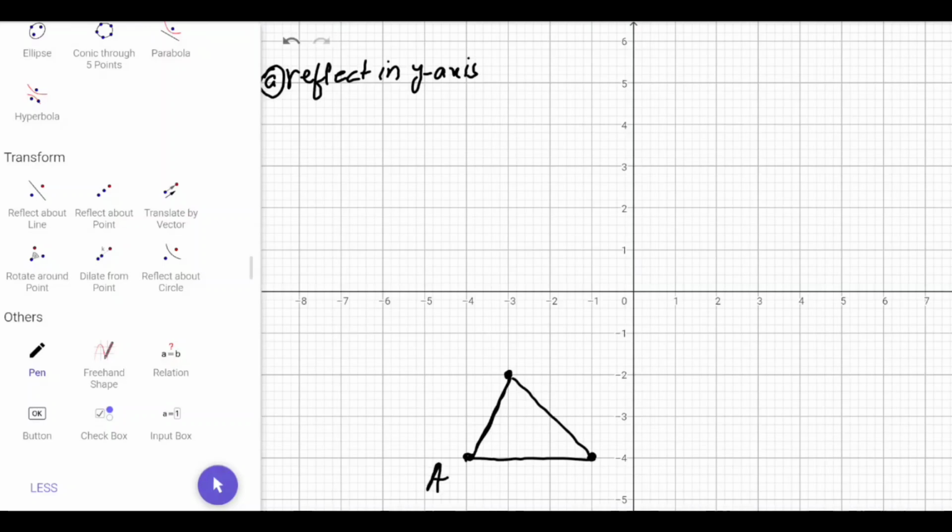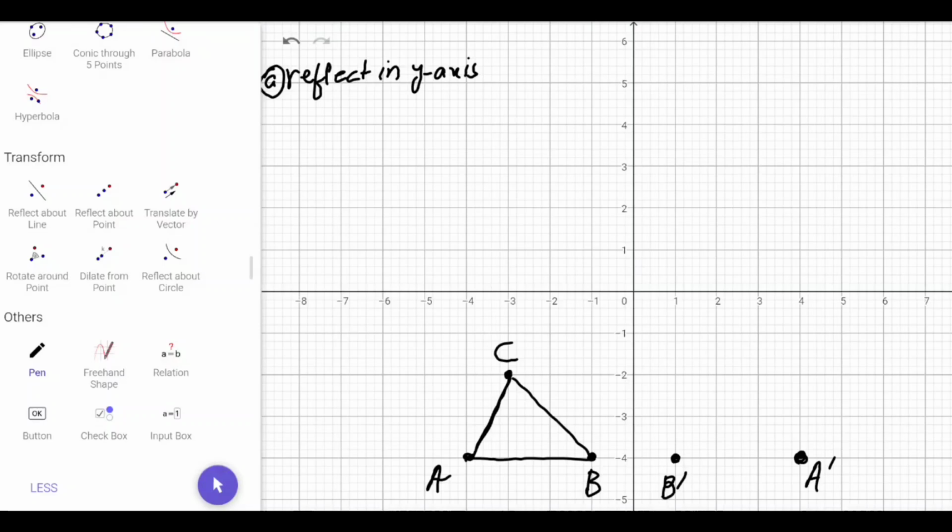We can name it A, B, C. This triangle's name is ABC. So we can see that from the y-axis, B is one unit on the left. So its image will be here, and we name it B prime. How many units away from the y-axis is A? 1, 2, 3, 4 units. So on the same line, we have to go 4 units towards the right. 1, 2, 3, 4. So here is the new place of point A, called A prime.